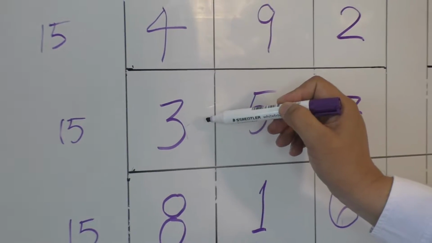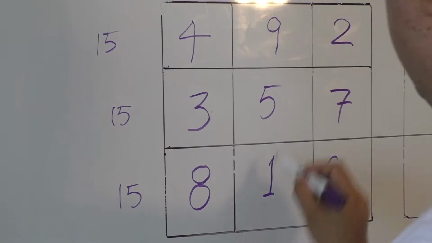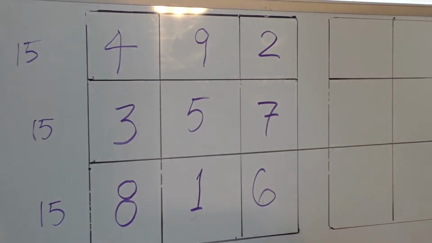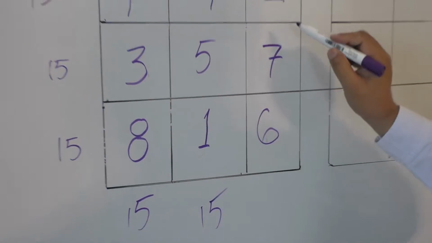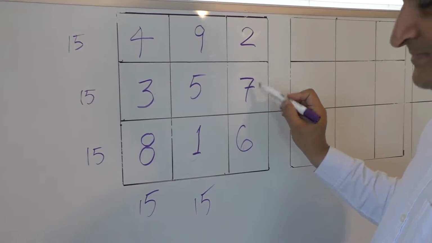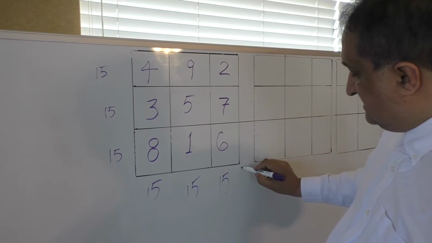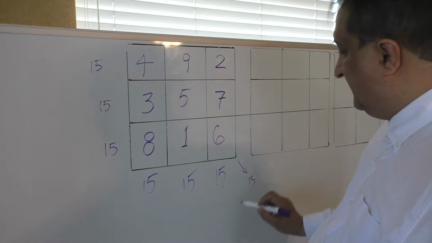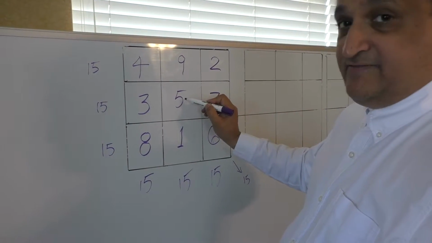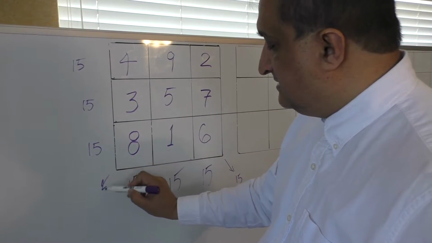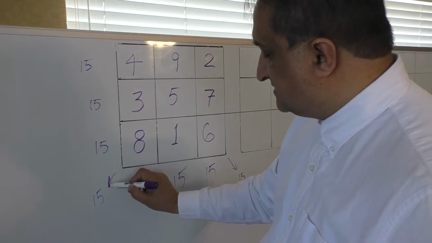Let's go vertically. 4 plus 3 is 7. 7 plus 8 is 15. 9 plus 1 is 10, plus 5 is 15. 2 plus 7 is 9, plus 6 is 15. Let's do the diagonals. 4 plus 5 is 9, plus 6 is, put an arrow here, 15. 2 plus 5 is 7, 7 plus 8 is, diagonal sum is also 15.